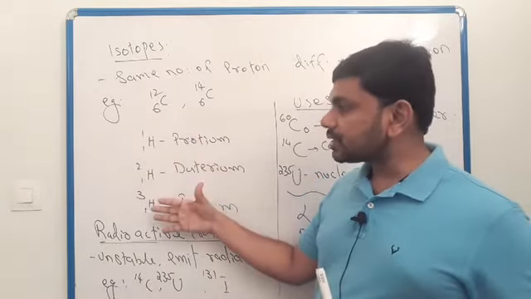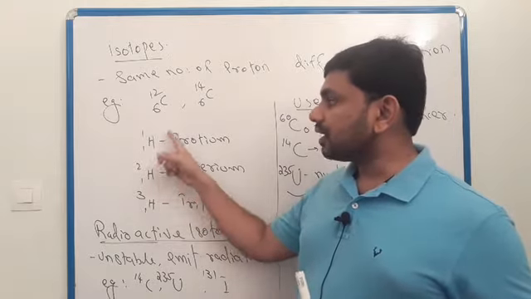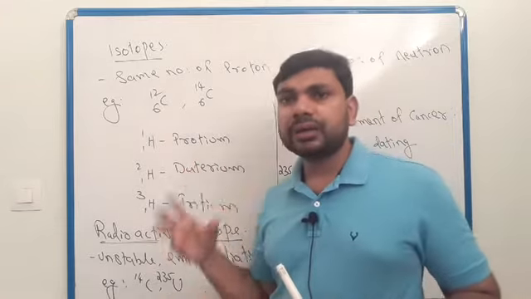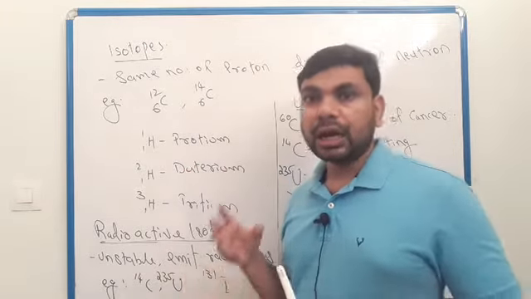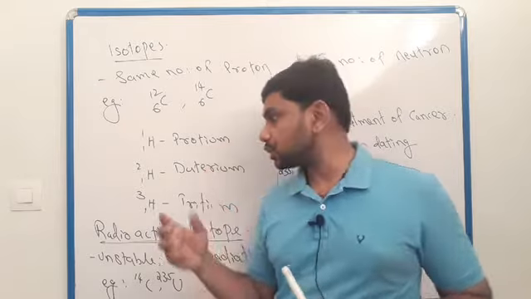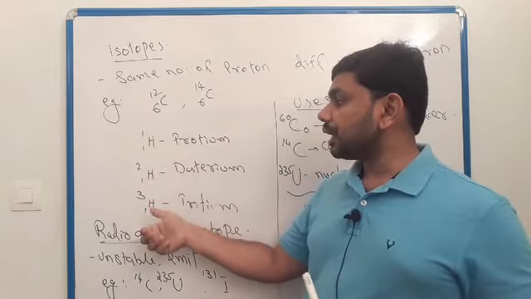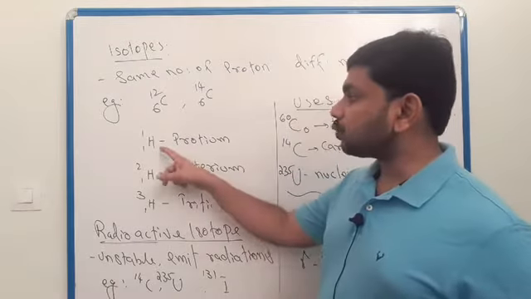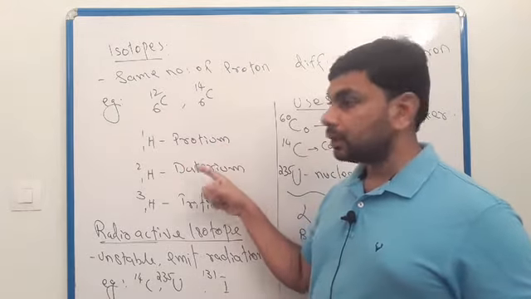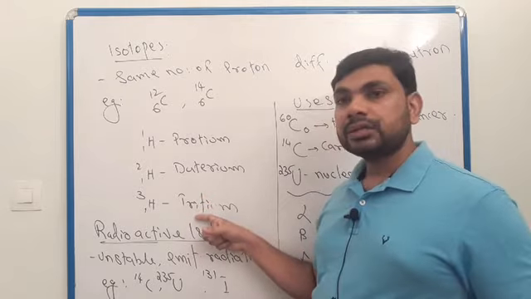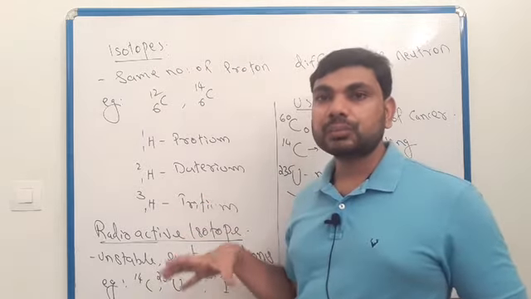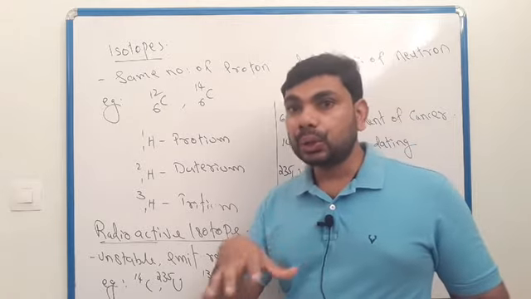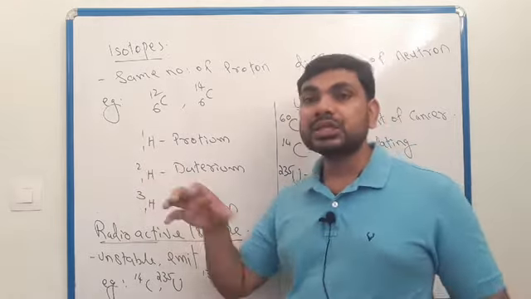Another example of isotopes: H-1, H-2, H-3. These are the three different isotopes of hydrogen. Hydrogen shows three different isotopes: H-1, H-2 and H-3. H-1 is called protium, then deuterium and tritium. These are the three different isotopes of hydrogen. It is the only element with no neutron. Only hydrogen, there is no neutron.